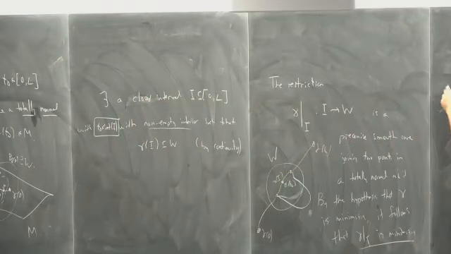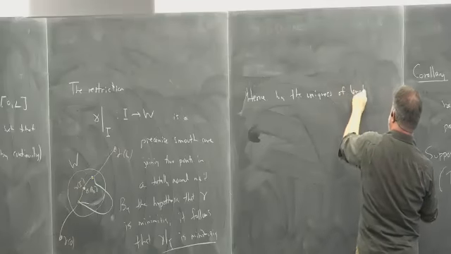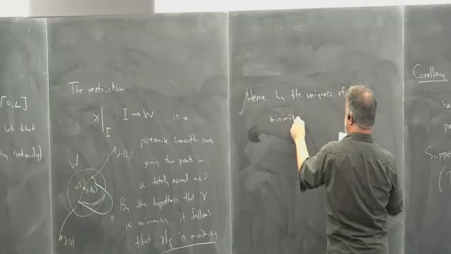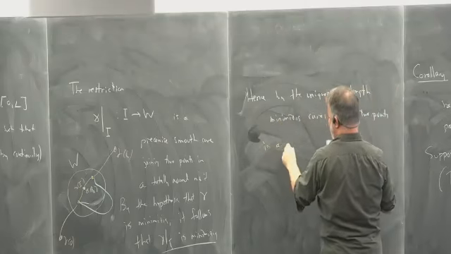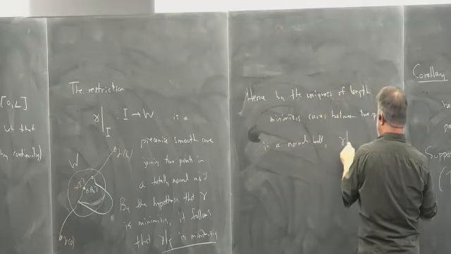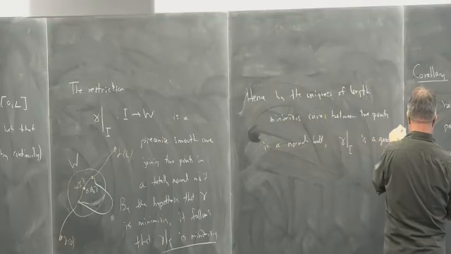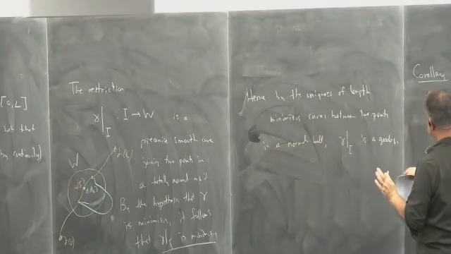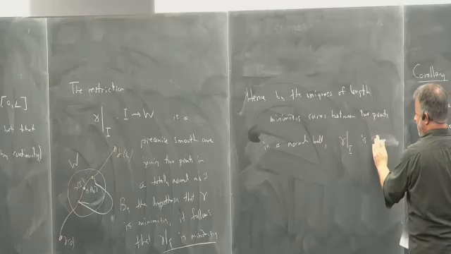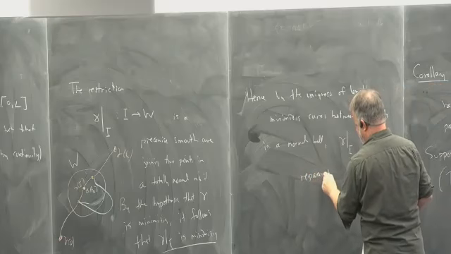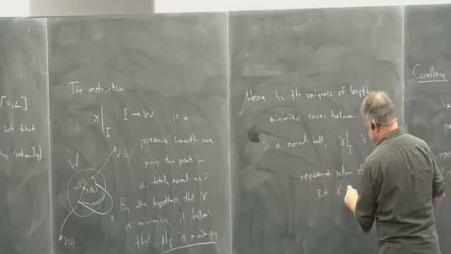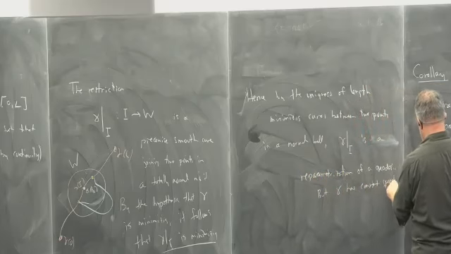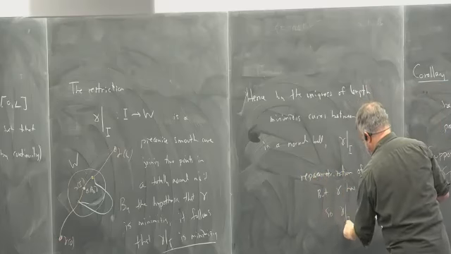Thank you. So hence, by the uniqueness of length minimizing curves between two points in a normal ball, gamma restricted to I is a reparametrization of a geodesic, but gamma has constant speed. So gamma restricted to I is a geodesic.